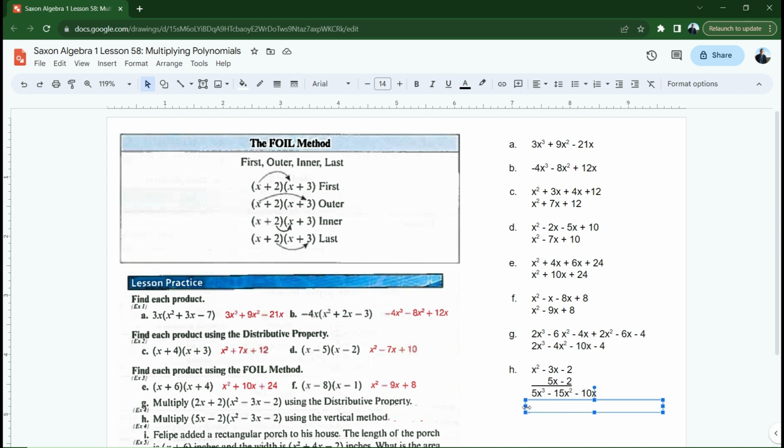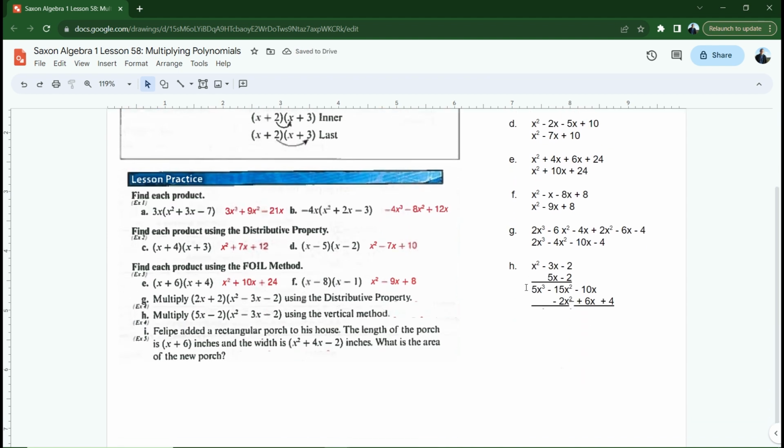So it's going to be minus 2x squared. Notice I'm going to line it up so that that's right below the other x squared term. I'm going to do that on purpose. Plus 6x because it's minus 2 times negative 3x, and then plus 4 because it's minus 2 times minus 2 is plus 4. And now I just add straight down.